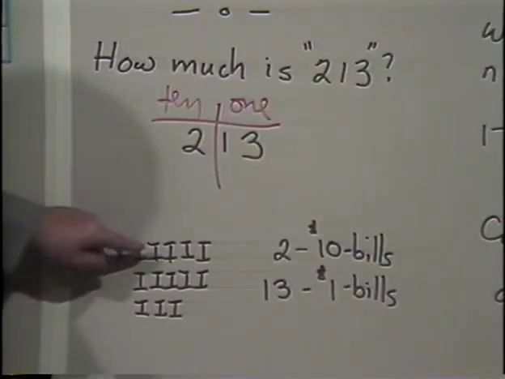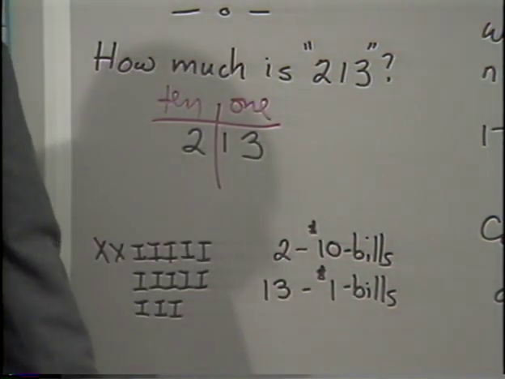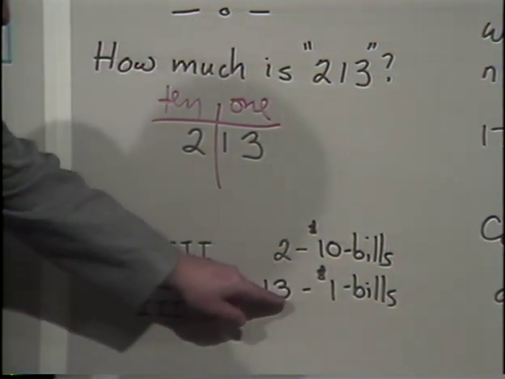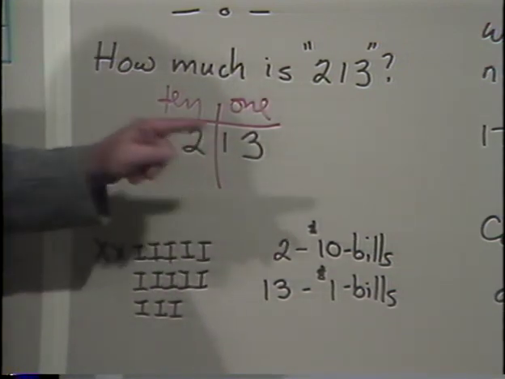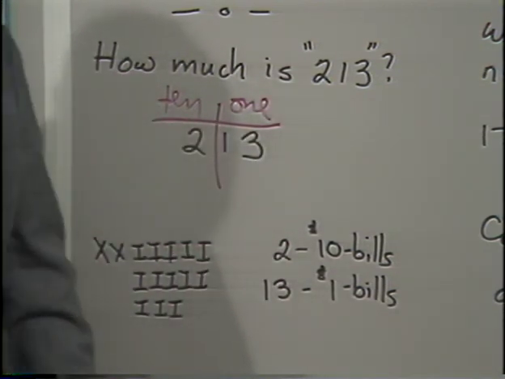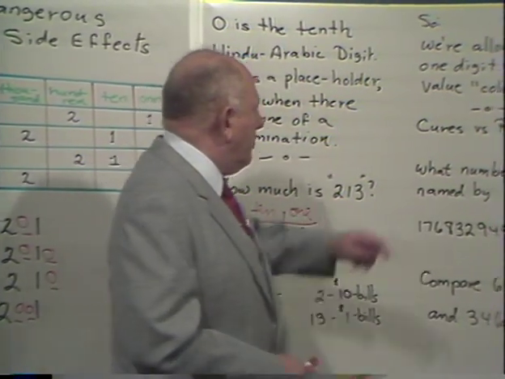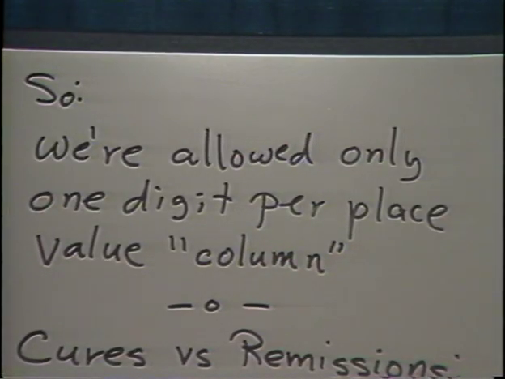If this bothers you, think in terms of money. If I have 2 $10 bills and 13 $1 bills, okay, that's $33 regardless of whether I agree to trade in 10 ones for a 10 or not. But you see, in place value, since the nouns are no longer visible, I must restrict myself to what? 1 digit per place value column. We're allowed only 1 digit per place value column to avoid ambiguity.